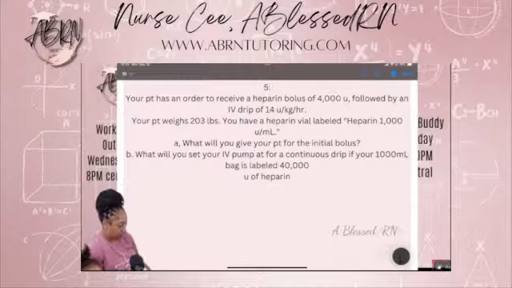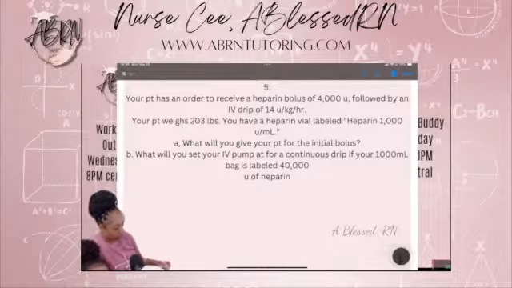Your patient has an order to receive a heparin bolus of 4,000 units, followed by an IV drip of 14 units per kilogram per hour. Your patient weighs 203 pounds. You have a heparin vial labeled heparin 1,000 units per mL. What will you give your patient for the initial bolus, and then what will you set your IV pump for a continuous drip if you have 1,000 mLs in a bag labeled 40,000 units?